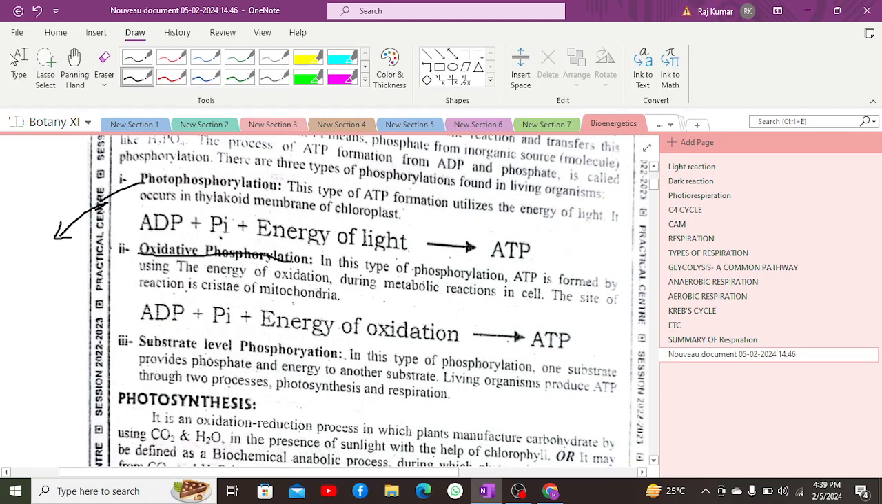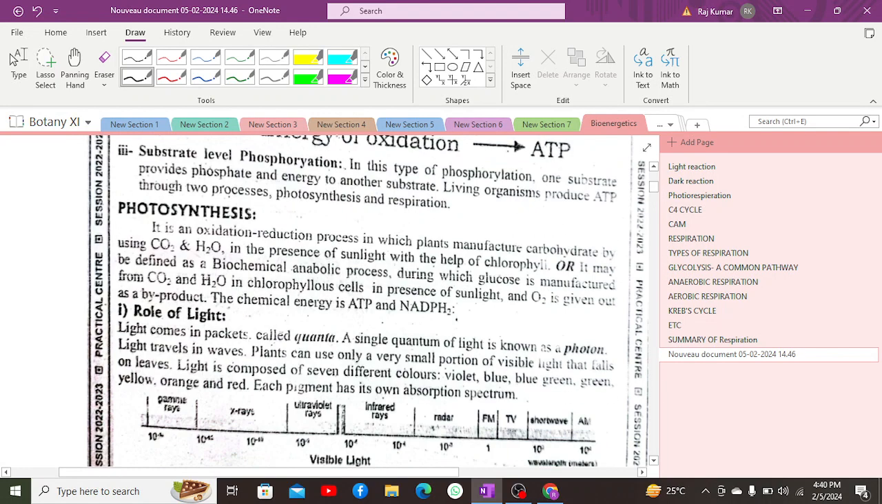Oxidative phosphorylation. In this type of phosphorylation, ATP is formed by using the energy of oxidation during metabolic reactions in the cell. The site of reaction is the cristae of mitochondria. It occurs in the third step, which is known as the electron transport chain of respiration, in which oxidative phosphorylation occurs, as a result of which ADP is converted into ATP using energy of oxidation. The phosphate obtained in this case is also inorganic.